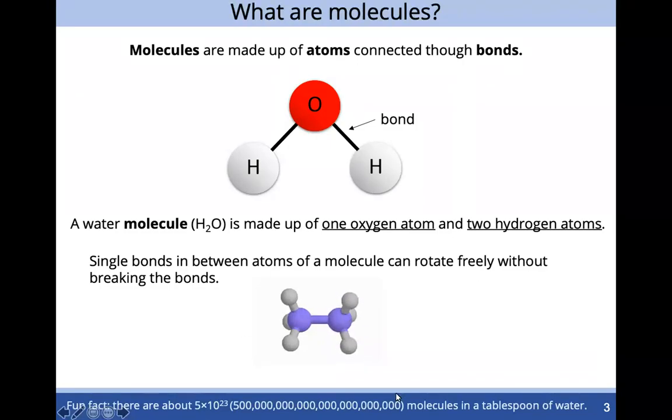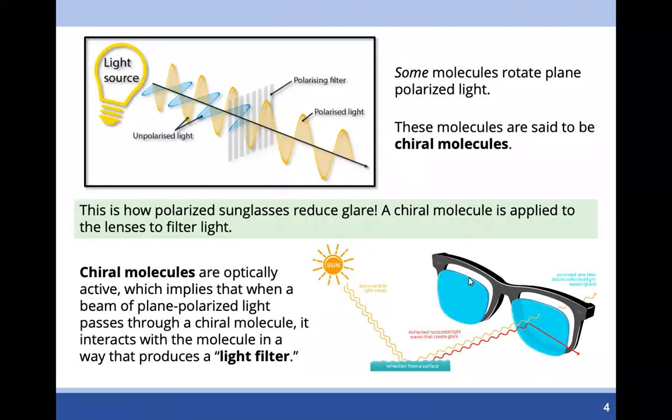here in this GIF. And this is important because some molecules can rotate plane polarized light, and these are said to be chiral molecules. So the main topic here. Chiral molecules are optically active, which means that when a beam of plane polarized light, just regular light from any light source, passes through a chiral molecule, it's going to interact with that molecule in a way that produces a light filter. And this is actually how polarized sunglasses reduce glare. A chiral molecule is applied to the lens to filter out half of that light.